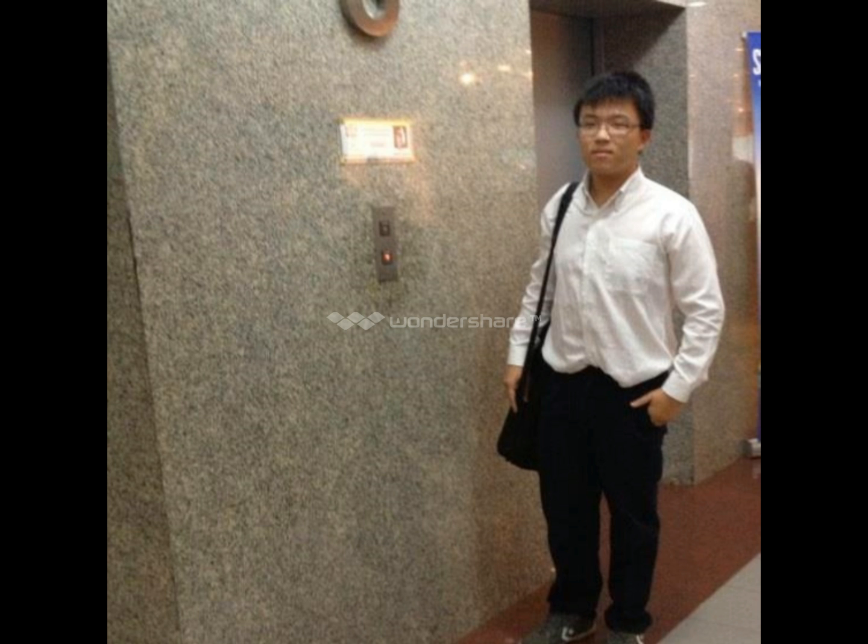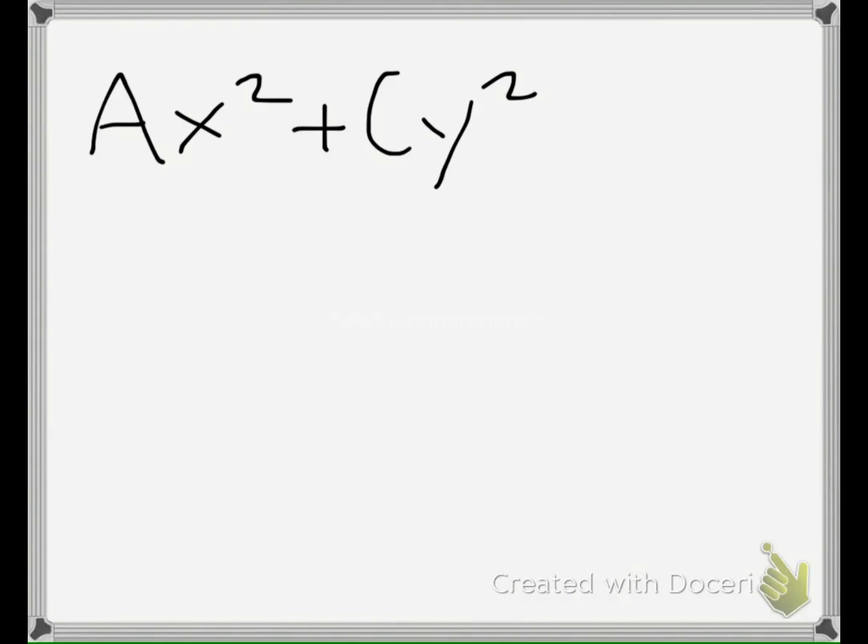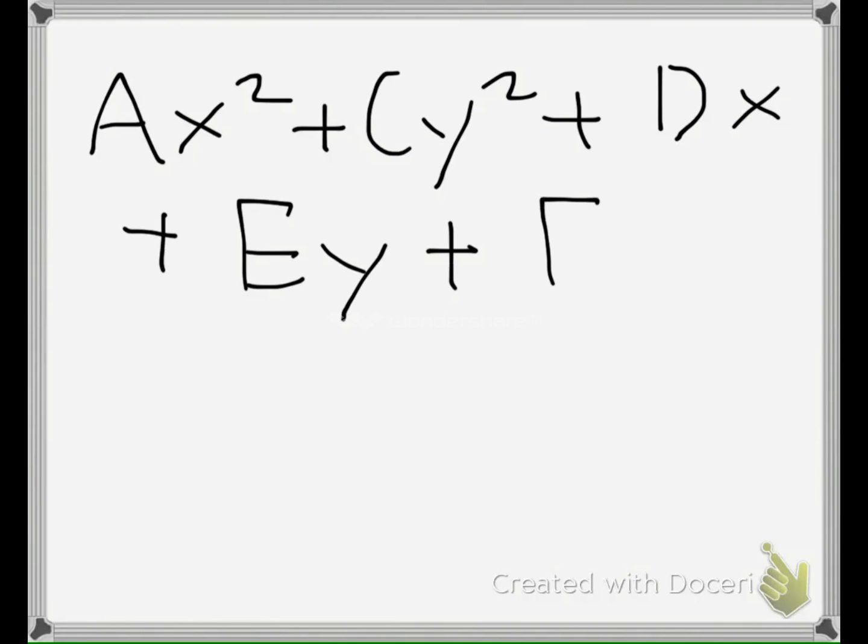Next up, we got Mr. Coca. Doesn't he look professional already? So how can we determine if the equation in the general form represents an ellipse or not? Well, first we have to determine the general equation of the ellipse, which is ax squared plus cy squared plus dx plus ey plus f equals 0.